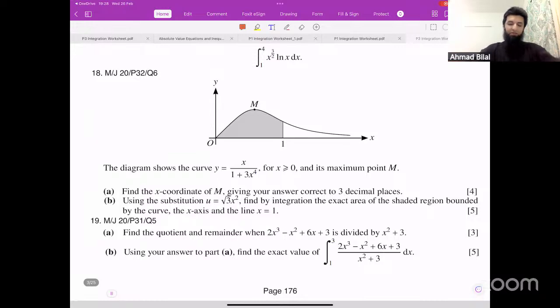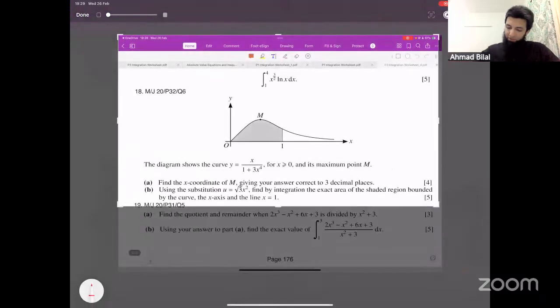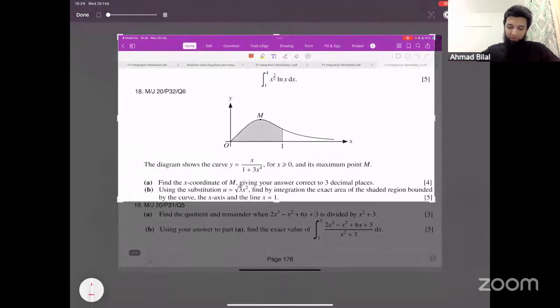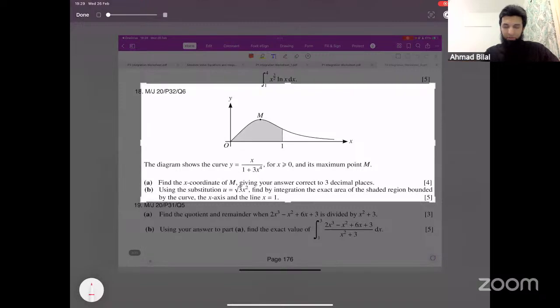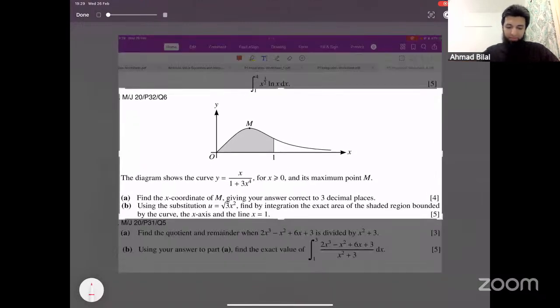Okay, let's start with this one. This is May, June 2020, paper 3, variant 2, question number 6. Question number 18 from this worksheet. We're doing this first, and then question number 28 from the other one, from the old worksheet. Yes, Ibrahim, that's what it is.